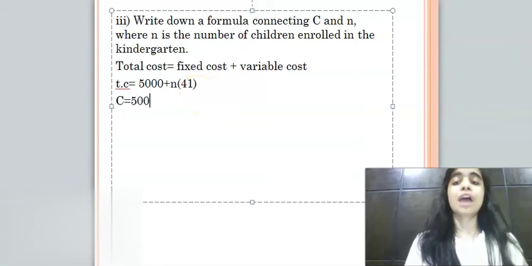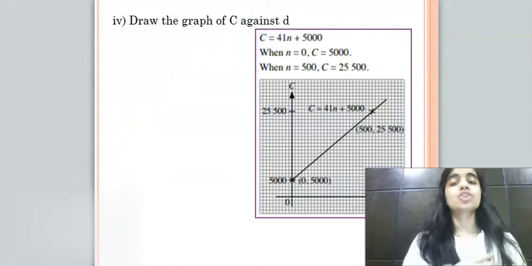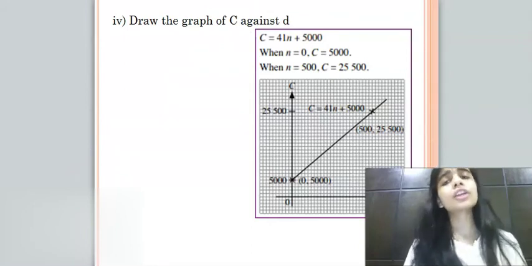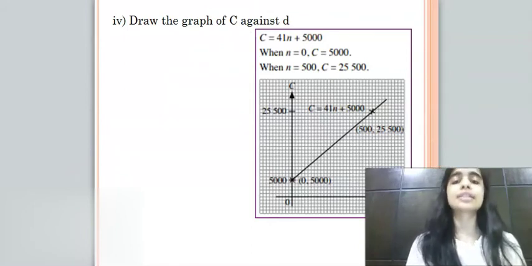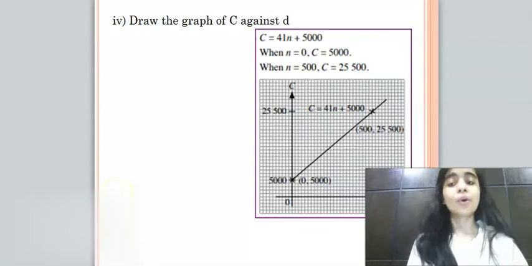So let's write this. C equals 5,000 plus N times 41. So our equation is complete. Now let's look at the next part. Our next part says draw the graph of C against N. So now we already have this equation, C equals 41N plus 5,000. Now we need to make the graph with the help of this equation of C against N.